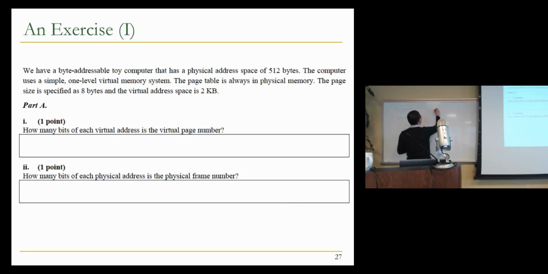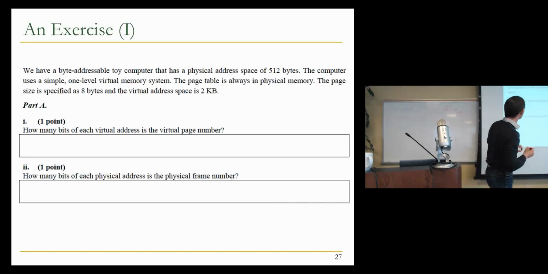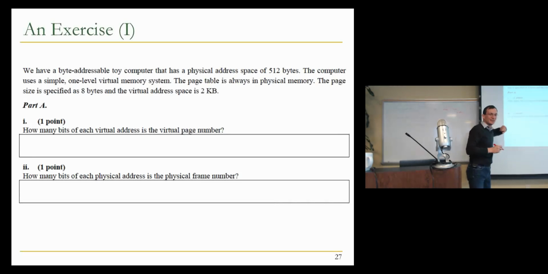So if you look at a virtual address, how many bits is it? It's 11 bits, because it's 2 kilobytes and it's byte addressable. And page size is 8 bytes, which means that 3 bits over here is the page offset, right? So the virtual page number is 8 bits, right? Scream if I do something wrong. Nobody screams yet. Okay. The answer is 8 here, and you get 1 point.